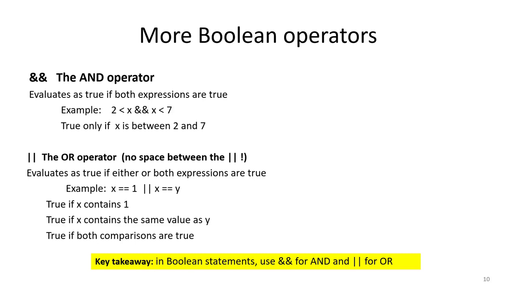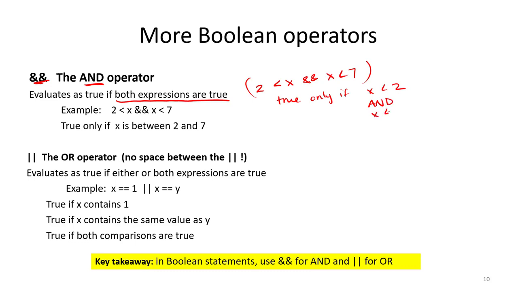There are also some other Boolean operators that are very useful. Double ampersand is also called the AND operator. The AND operator will be true only if both expressions are true. For example, if we have 2 is less than x and x is less than 7, this will be true only if x is greater than 2 and x is less than 7.